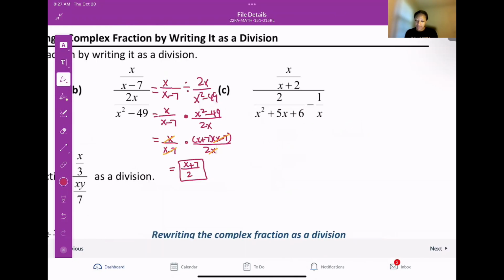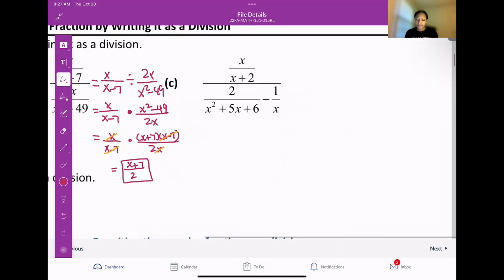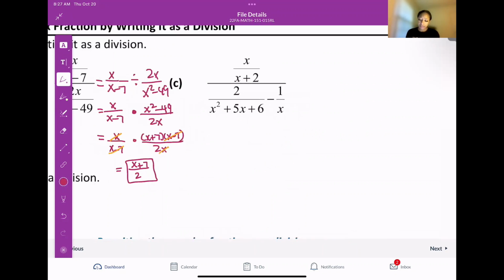If you look at C, we have x over x plus 2 in our numerator, and then in the denominator, 2 over x squared plus 5x plus 6 minus 1 over x. There's a lot going on in that denominator. Before we rewrite this, we want to try to simplify the denominator. So let's just look at the denominator on its own. It's a subtraction problem.